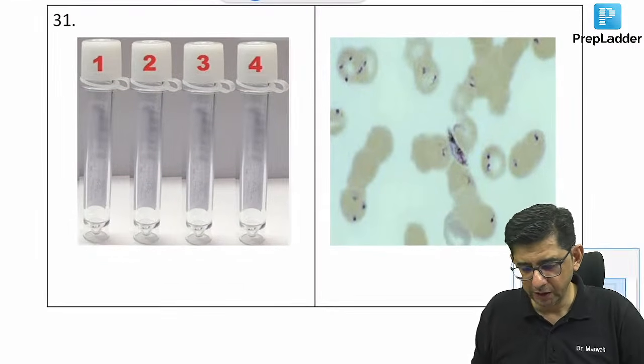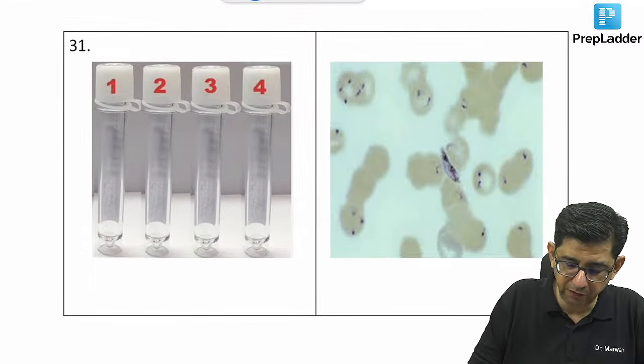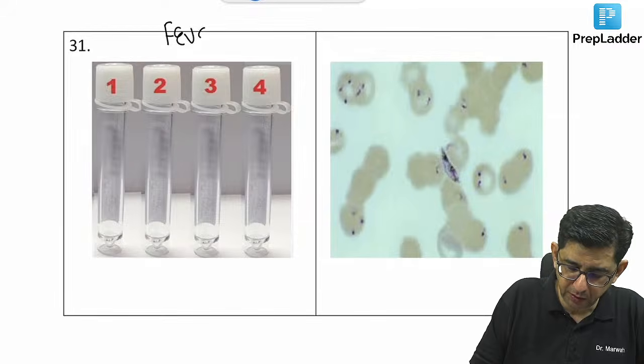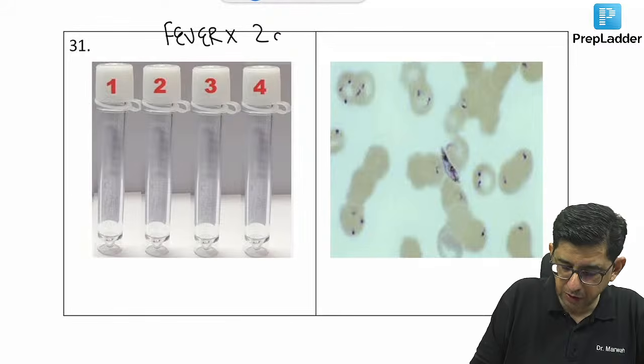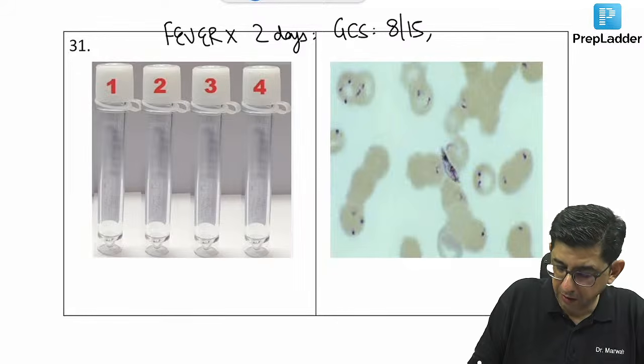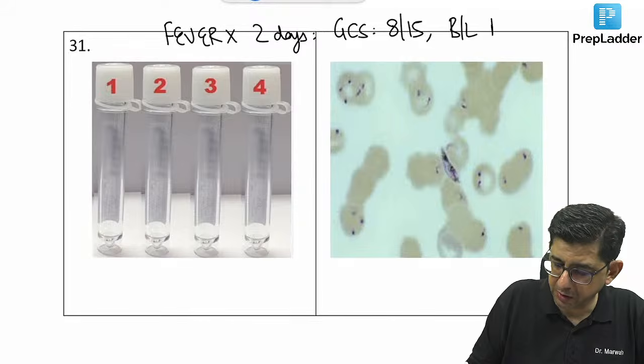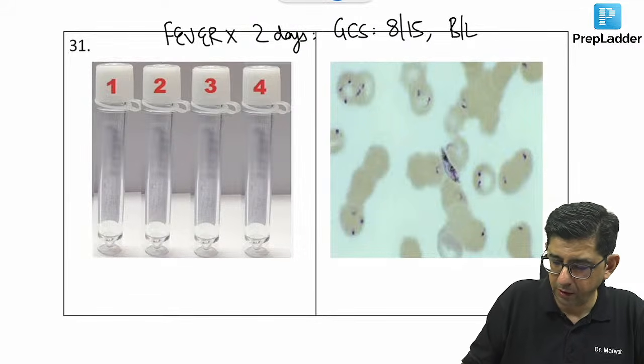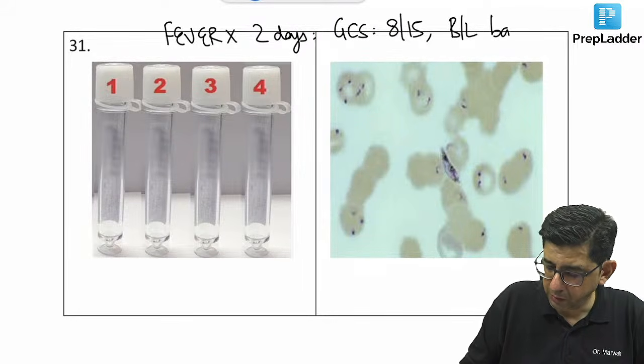Okay, so quick comments here. This guy has fever for 2 days. He's having altered sensorium. He's not recognizing the family members. The GCS of the patient is 8/15. Bilateral Babinski sign is present. The CSF of the patient is totally clear. And the cell count is also normal.